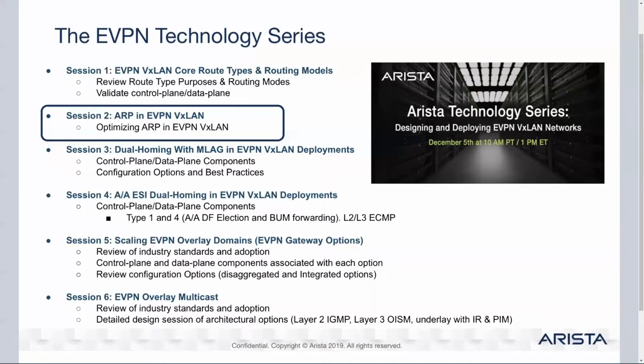And thank you again to everyone that has made the time to join session number 2 of 6 in our tech series. We can see that today's focus will be on optimizing ARP in EVPN VxLAN. But we also have a nice list of what's coming up next, whether it's dual homing with MLAG, active dual homing without MLAG, scaling. And then last but certainly not least, in session 6, we'll wrap the series leveraging some new standards to enable VRF-aware routed multicast in the overlay.